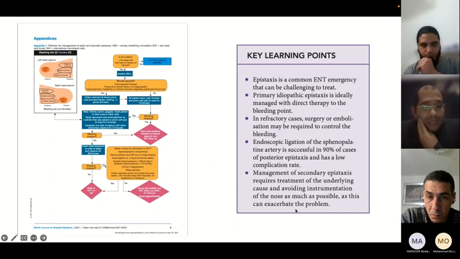Management of secondary epistaxis requires treatment of the underlying cause and avoiding instrumentation of the nose as much as possible, as this may exacerbate the problem.